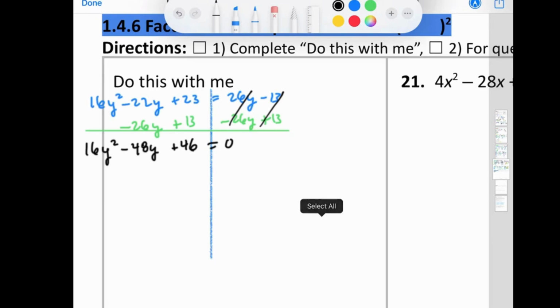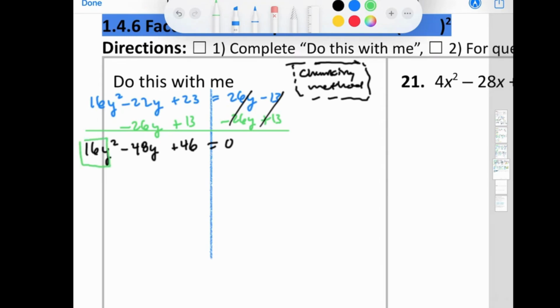There are going to be some very large numbers, and we can do something. What did we call this before? They call this the chunking method. And I still think this chunking method is better than using the formula. So the chunking method says I take out this one and this one.